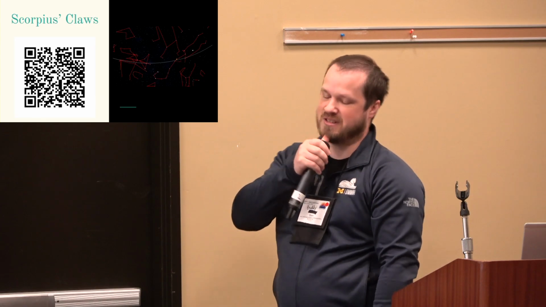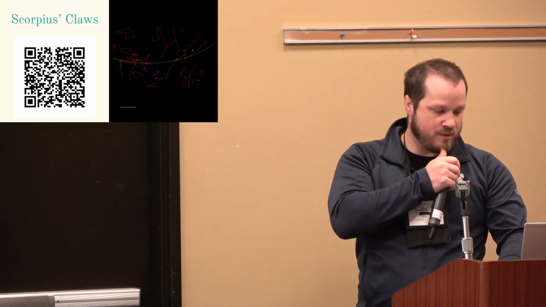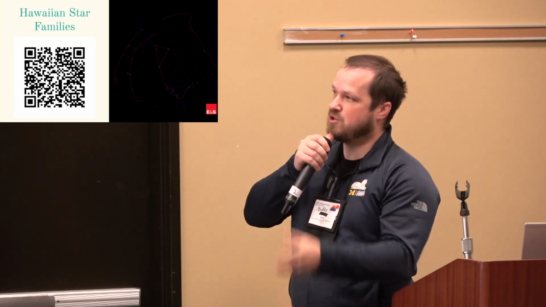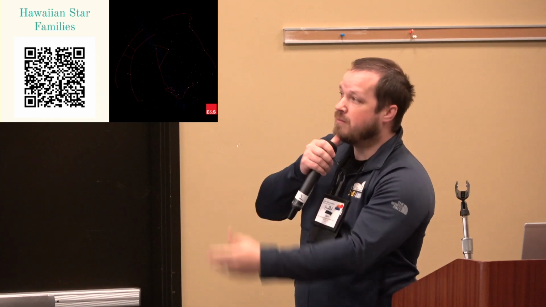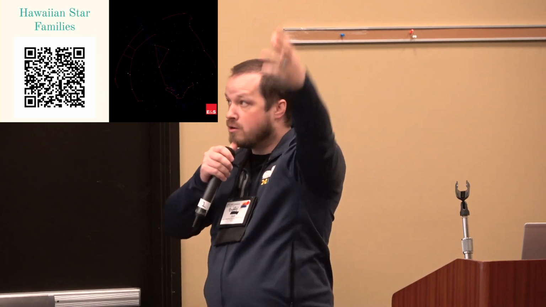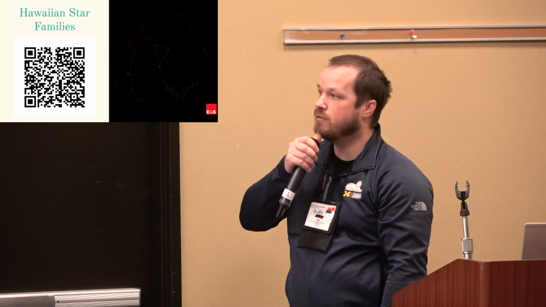So there are some differences in this set. The QR code is the same for all three of these, so don't worry about getting each one. It just takes you to a Google Drive, which has all this in there for you. The Hawaiian star families is much easier. There's only 4 of them, right? But they're these very cool, very large sort of constellations because there's one for each season.